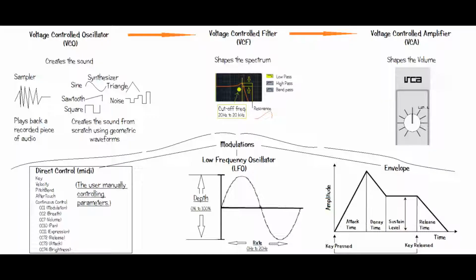Today I'm going to talk about synthesis and the 5 most important modules in a synthesizer. The fundamentals of synthesis are built up with 5 modules that are all connected to one another to create the sounds that a synthesizer emits or composes. These 5 modules are the voltage-controlled oscillator, the voltage-controlled filter, the voltage-controlled amplifier, the low-frequency oscillator, and an envelope.